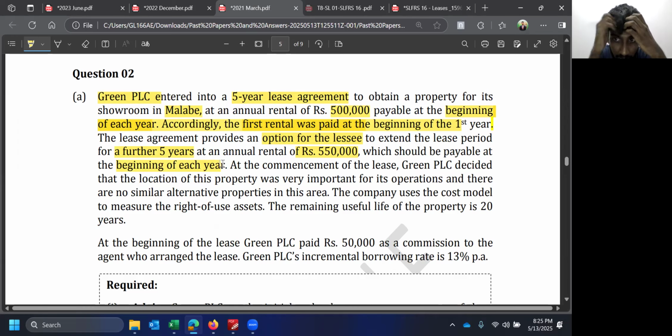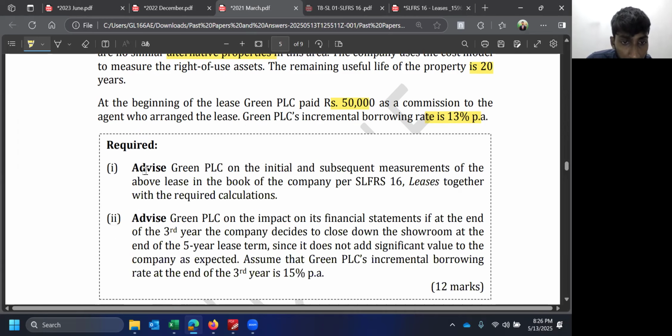At the commencement of the lease, Green PLC decided that the location of this property was very important for its operations and there are no similar alternative properties in this area. The company uses cost model to measure right-of-use assets. The remaining useful life of the property is 20 years. At the beginning of the lease, Green PLC paid 50,000 as a commission to the agent who arranged the lease. Green PLC's incremental borrowing rate is 13% per annum. Required: Advise Green PLC on initial and subsequent measurements of the above lease in the books of the company as per SLFRS 16 with required calculations.